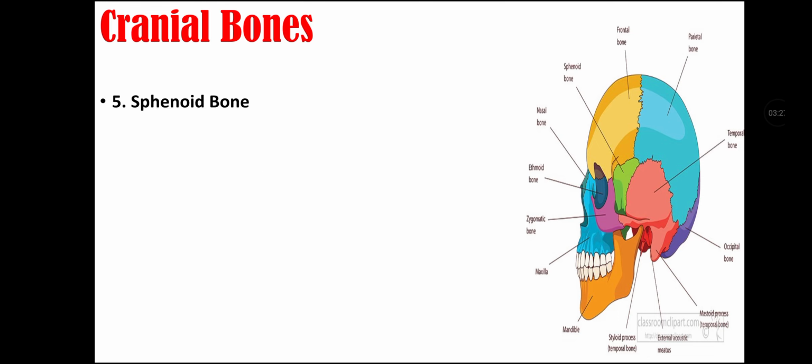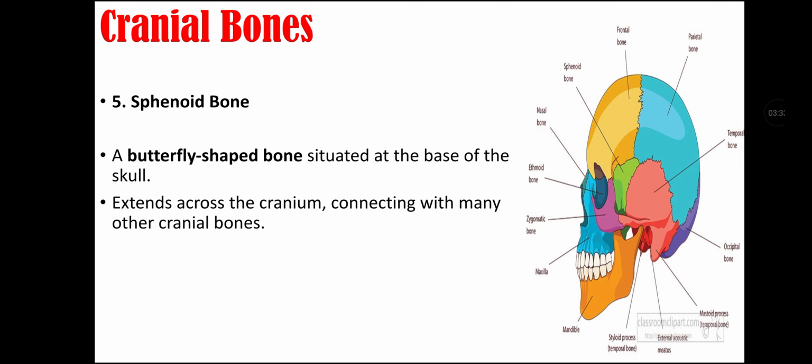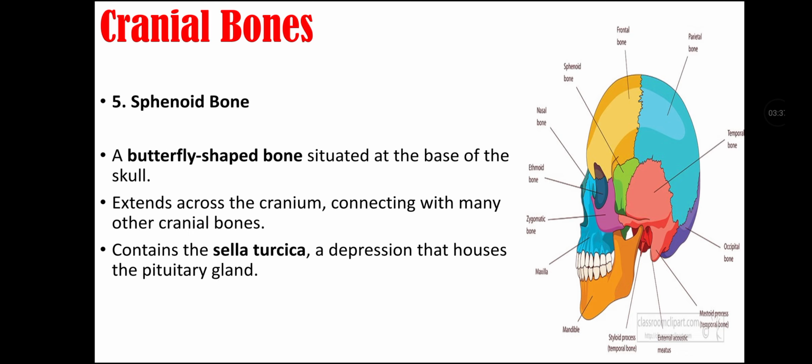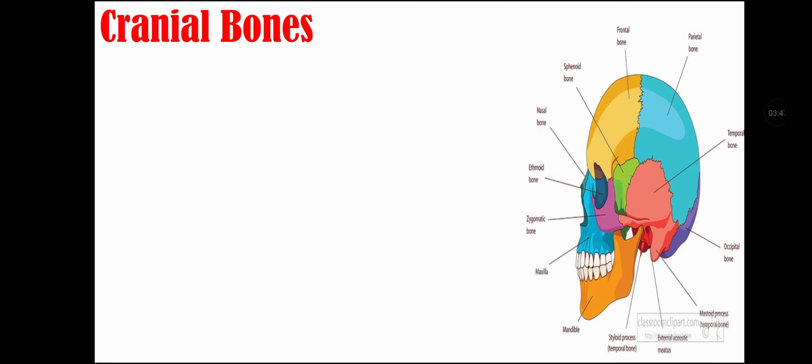Next cranial bone we have is the sphenoid bone. It is a butterfly-shaped bone that is situated at the base of skull. It extends across the cranium, connecting with many other cranial bones. It contains a sella turcica, that is a depression that houses the pituitary gland. It also contributes to the floor of cranium and the sides of the orbits.